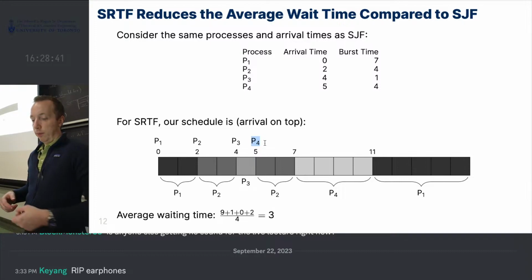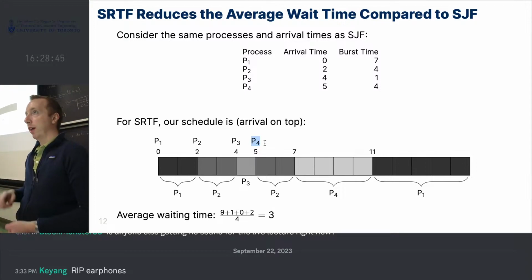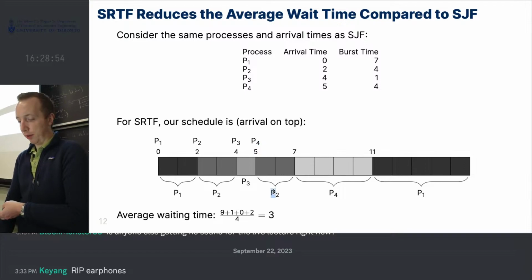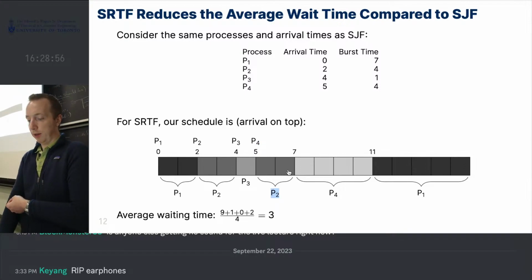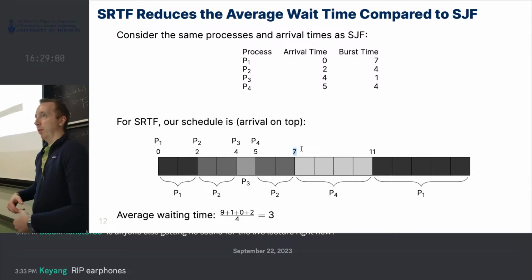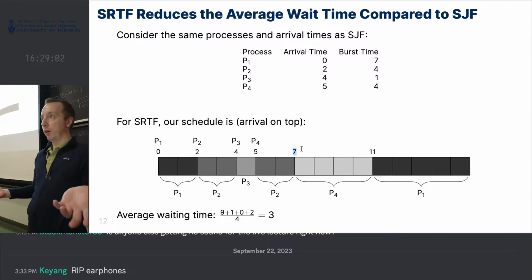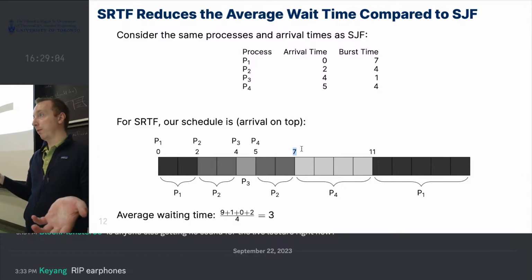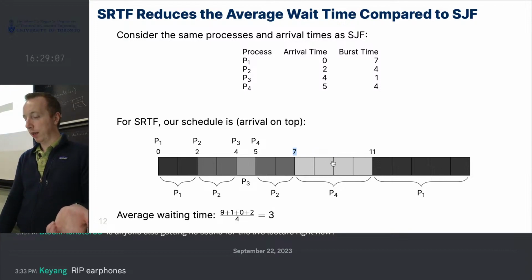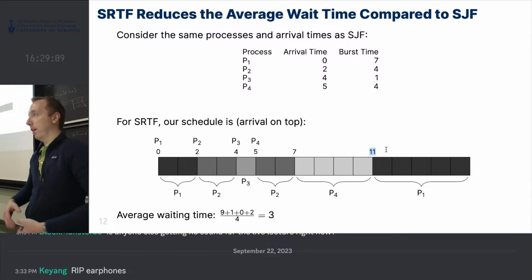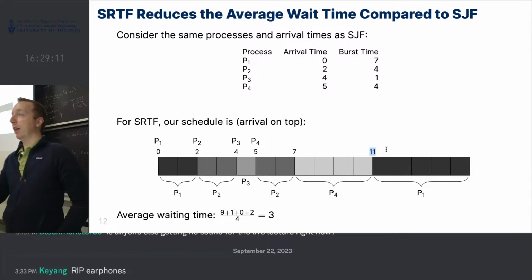So we have 3 processes. Process 4 has 4 time units remaining, process 2 has 2 time units remaining, and process 1 has 5 time units remaining. So we'd schedule process 2 for 2 time units. Then at time 7, it's between process 4 and process 1. So we schedule process 4 that has 4 remaining. It executes for 4 time units, and then we finally finish off with process 1. Yep.